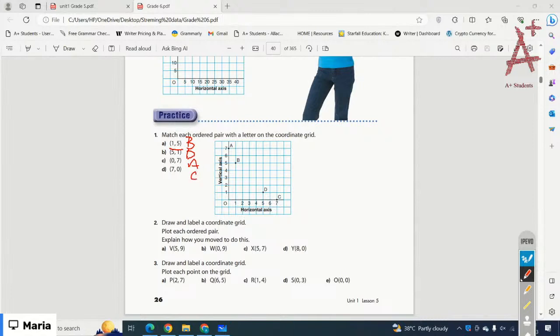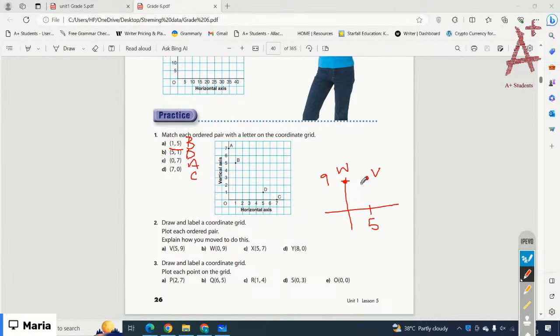Draw and label a coordinate grid. Plot each ordered pair. Explain how you moved to do this. The first one is 5, 9. I don't have proper graph paper, I'm just plotting them. For example, here is 5, here is 9. So here is the point V. X is 5, y is 9. Then 0 and 9. X is 0, y is 9. The point is here on the y-axis, point W.